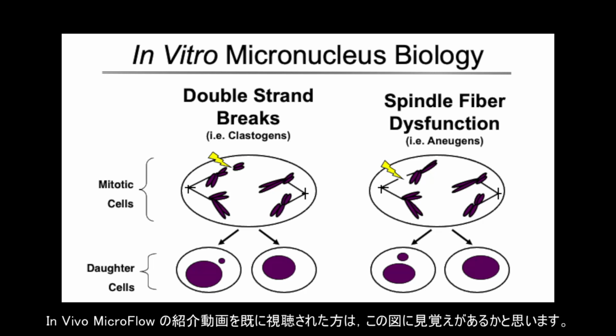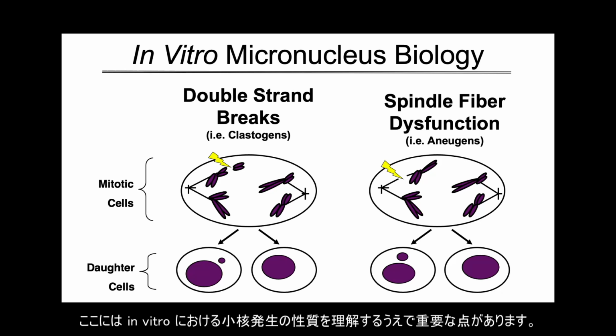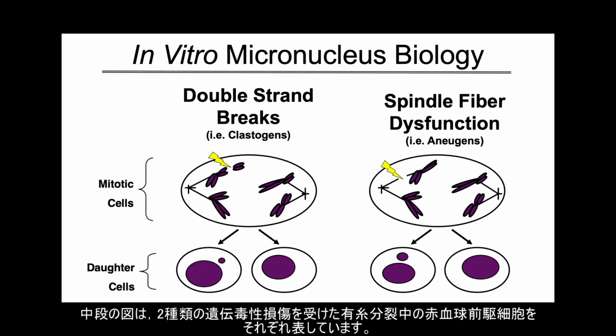If you watched the Learn 101 episode on in vivo micronucleus, this cartoon will look familiar. But there are a few important differences to note here as part of in vitro micronucleus biology. In the middle of the diagram, you will see mitotic cells, in this case cultured cells, that are experiencing one of two types of genotoxic damage.